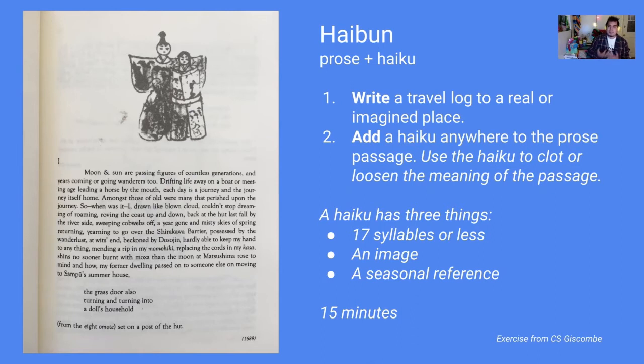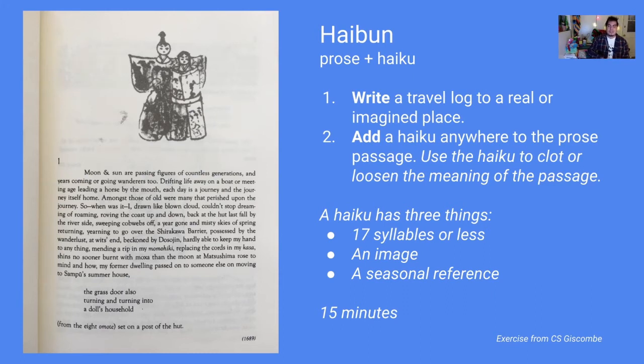Yeah, so on the left we have an example. It talks about Basho beginning this journey, which begins his wonderful book of haibuns, of these travel poems. And for the prose passage, it doesn't have to be anything special. You can use your own voice, your everyday voice. But for the haiku, you're really going to want to elevate it somehow, even by loosening the meaning or clotting the meaning.